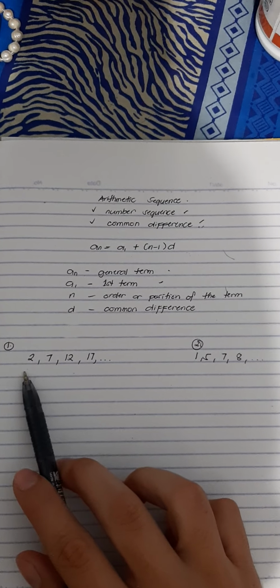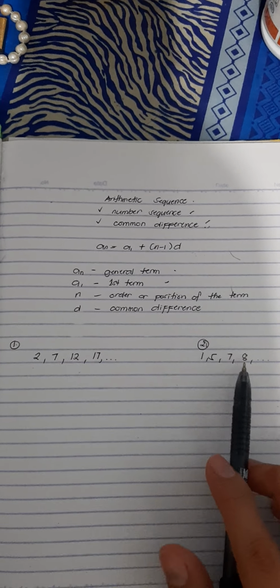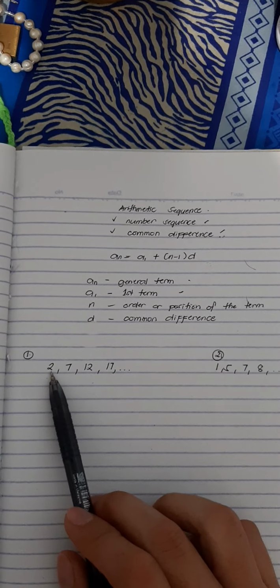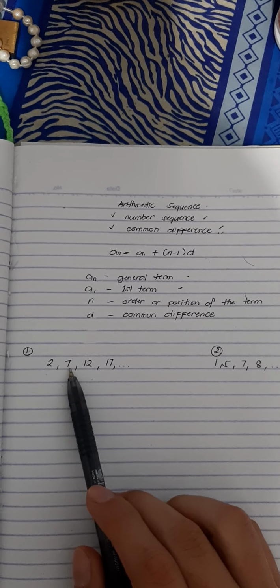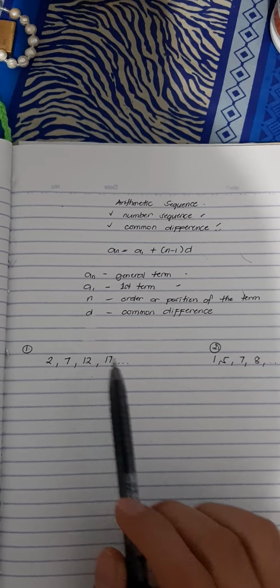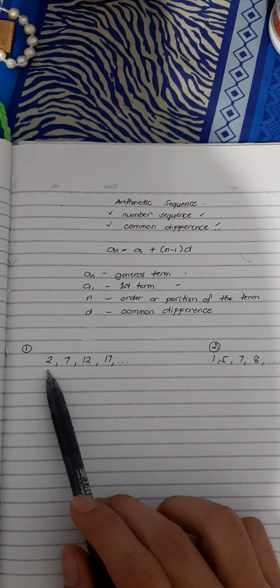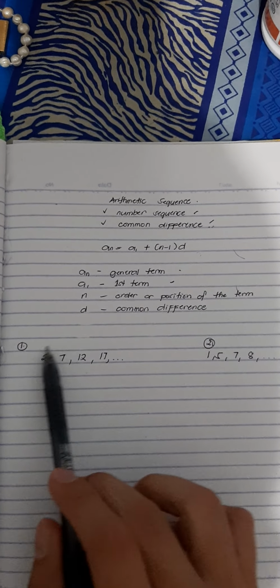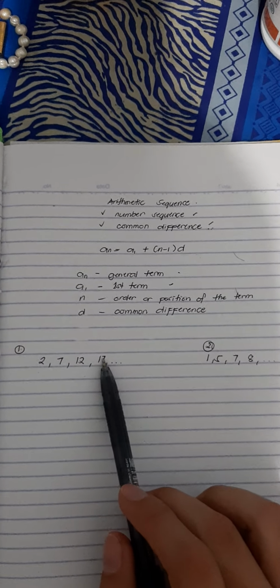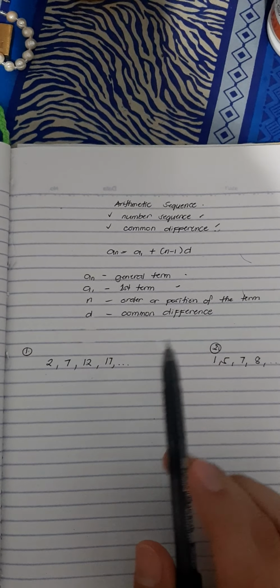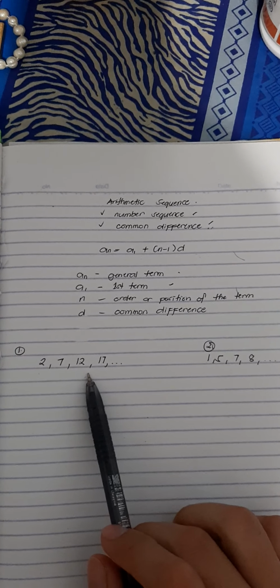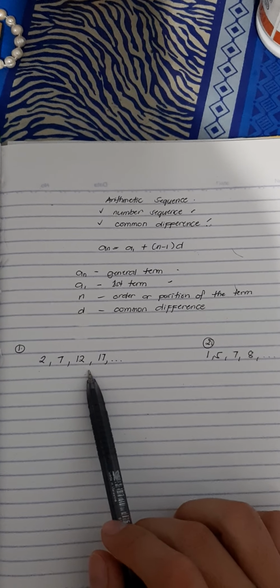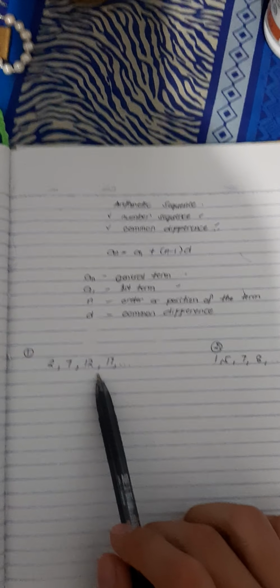So let's say, for example, we have example number 1 and example number 2. We have to take the difference between the first term and second term, and the second term and the third term, and so on. If the difference of these given terms is uniform or equal, therefore this is an arithmetic sequence. But if not, it will not be considered as an arithmetic sequence. So let's take first example number 1.